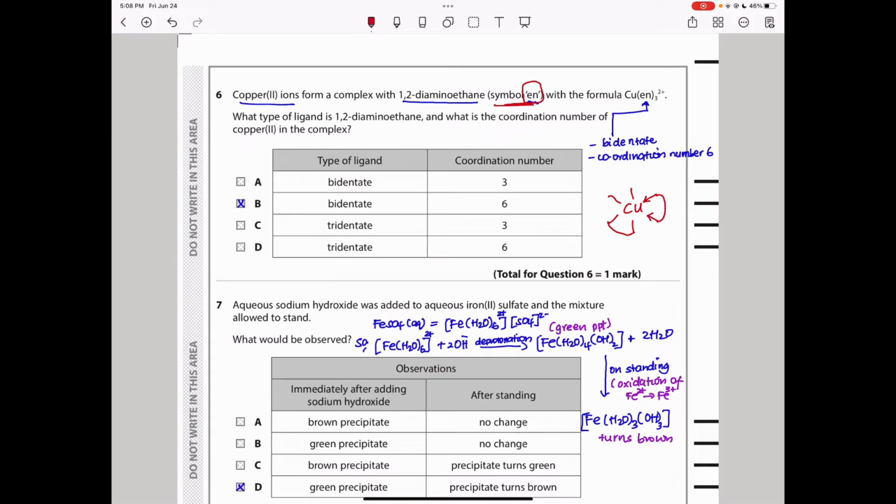There is another ligand here with 2 dative covalent bonds, and the third ligand with 2 dative covalent bonds. So here we can tell that the coordination number is 6 because we have 1, 2, 3, 4, 5, 6 dative covalent bonds. And then we can see it is a bidentate ligand. So the answer should be B, because B has a bidentate ligand and coordination number 6. So B should be the answer.